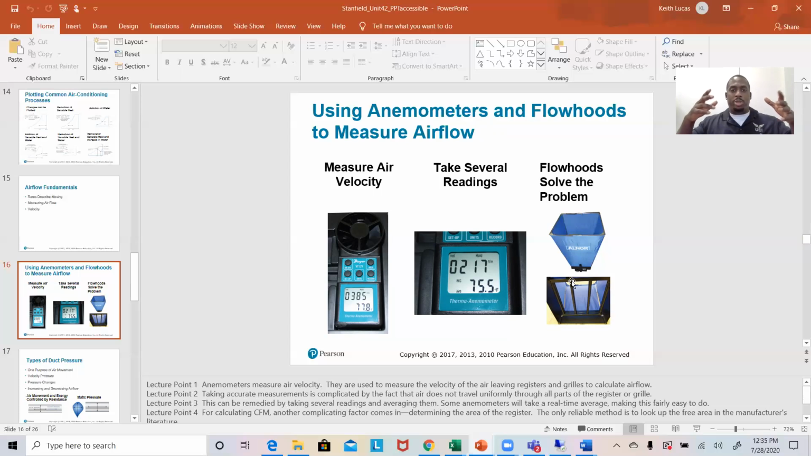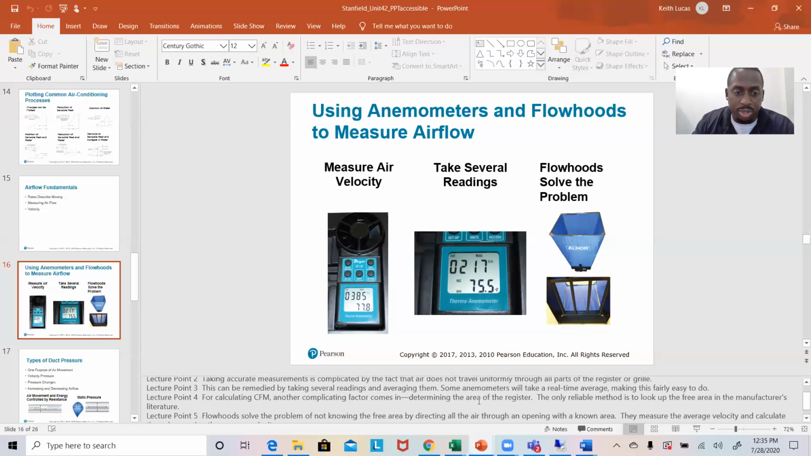So even though the air doesn't exactly come out evenly throughout all areas of the grill, you're catching it all anyway. I don't care if you got a lot coming out of this side and a little coming out of this side. It's all going to funnel down that flow hood and then give you your measurement. So this can be remedied by taking several readings and averaging them. Some anemometers will take a real-time average, making this fairly easy to do.